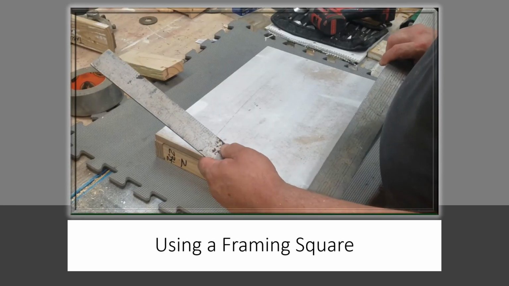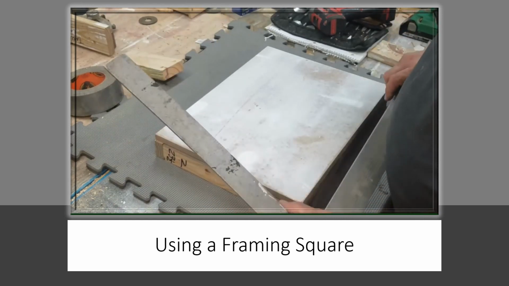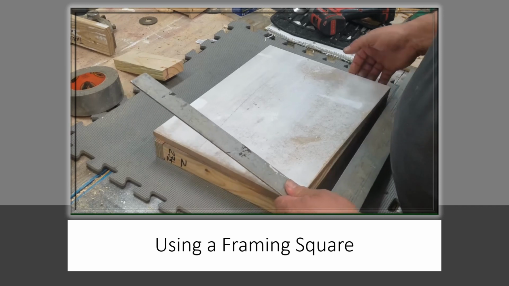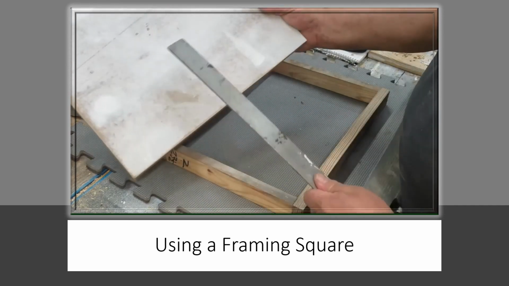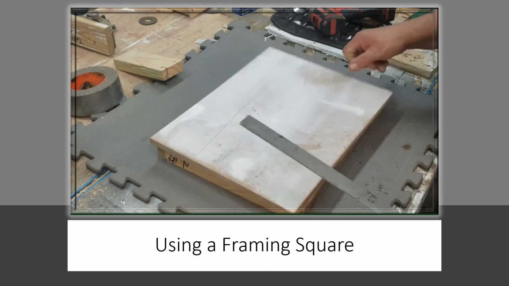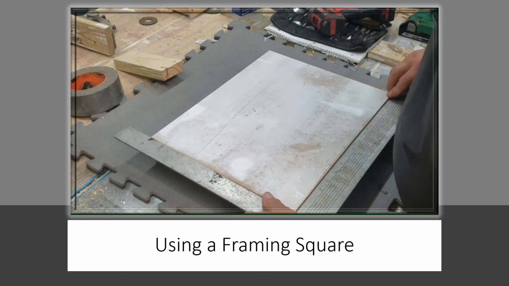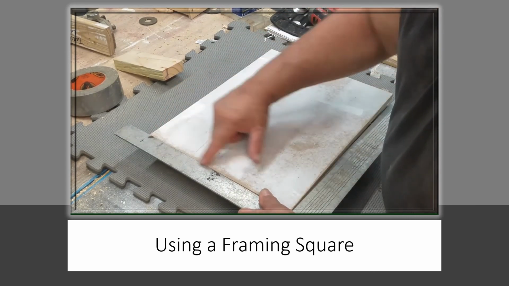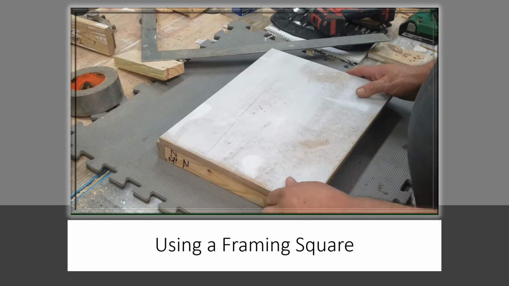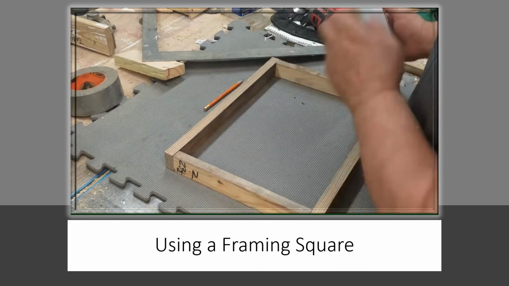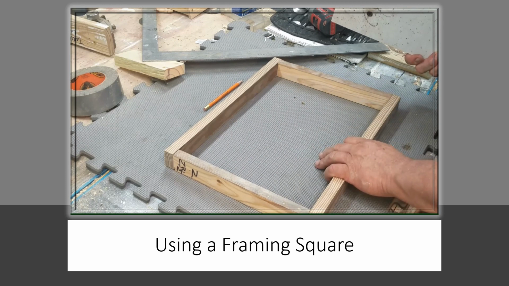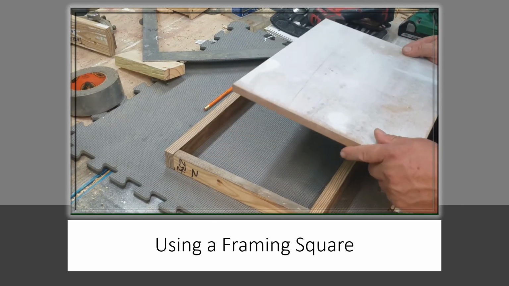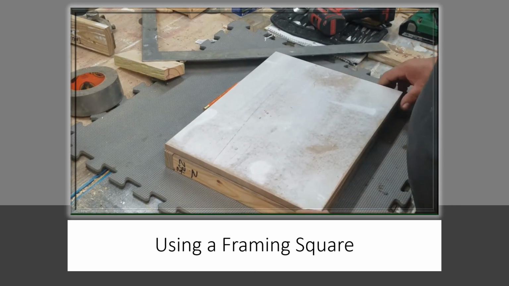A framing square is a good tool to square up, to make sure we have a 90-degree angle on small things. This piece of wood I cut is 12 inches by 16 inches. We can look to ensure that it's square by making sure it's a 90-degree angle. We can look at this little frame that I built. It's also 12 inches by 16 inches. So this should fit perfectly on top of it.